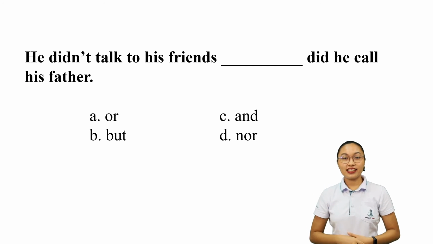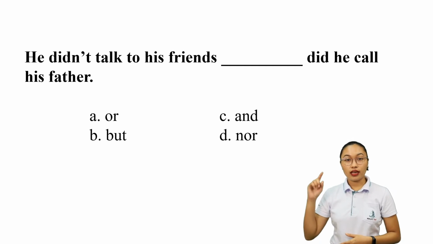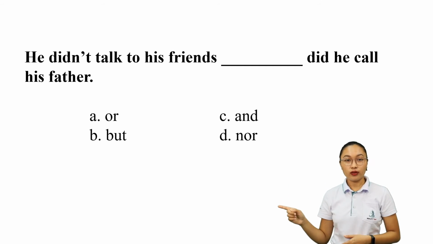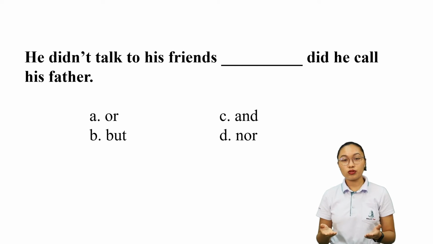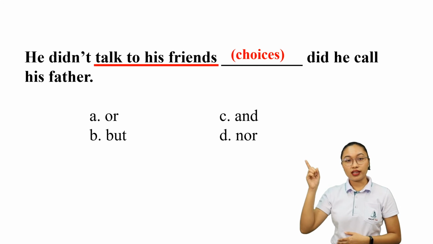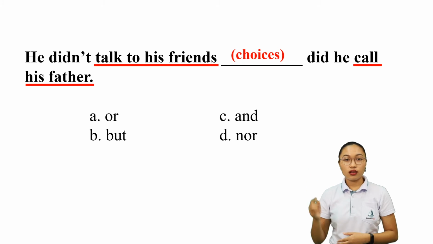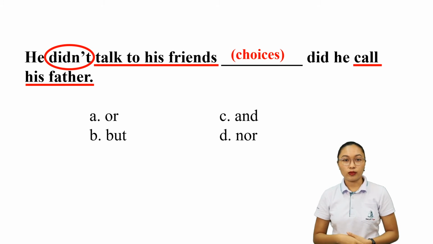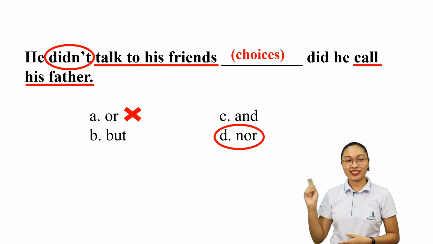Second, he didn't talk to his friends, blank, did he call his father. A, or; B, but; C, and, or D, nor. The sentence has two choices, talk to his friends and call his father. But we have the word didn't, which negatively denotes something that was not done. So certainly we can't choose or. Then the answer should be letter D, nor.